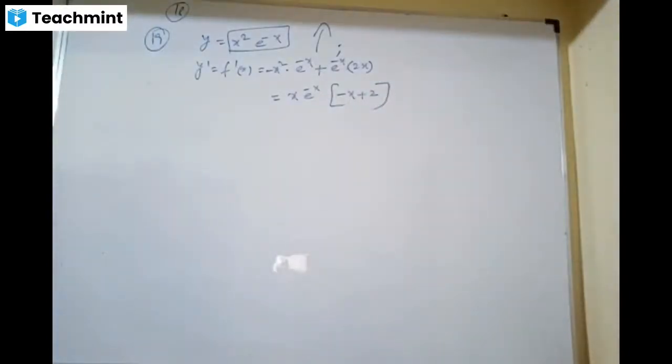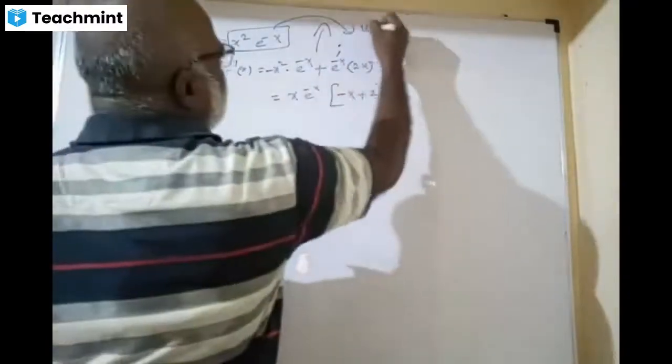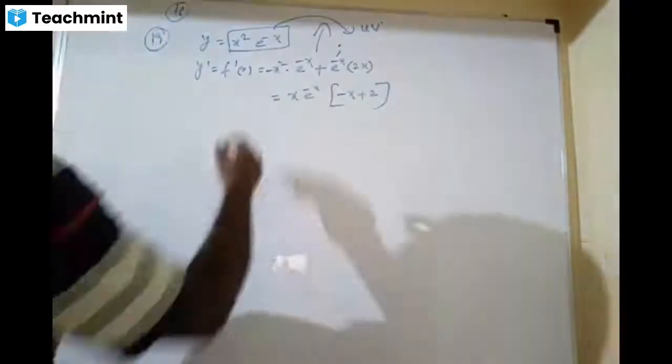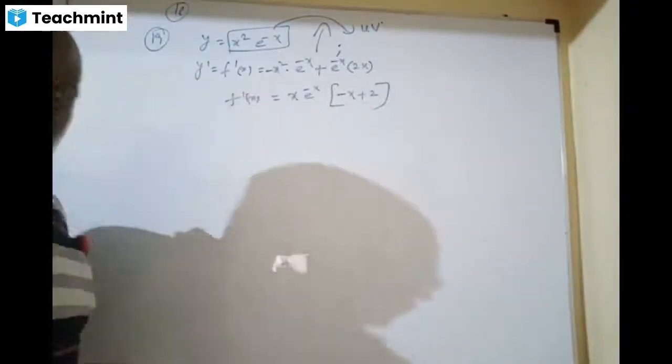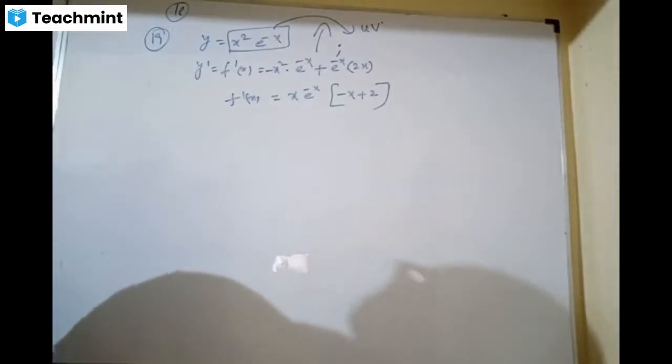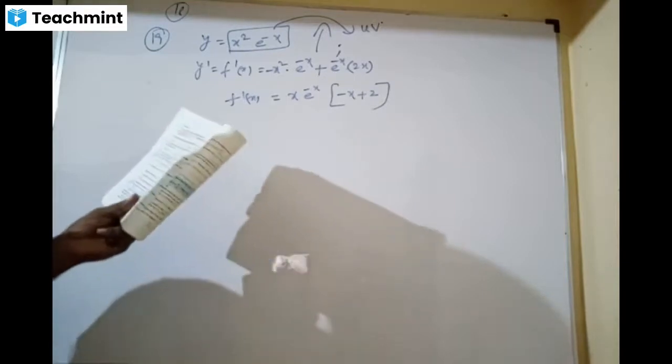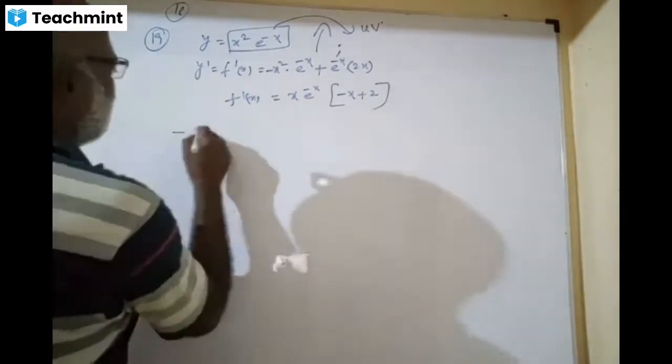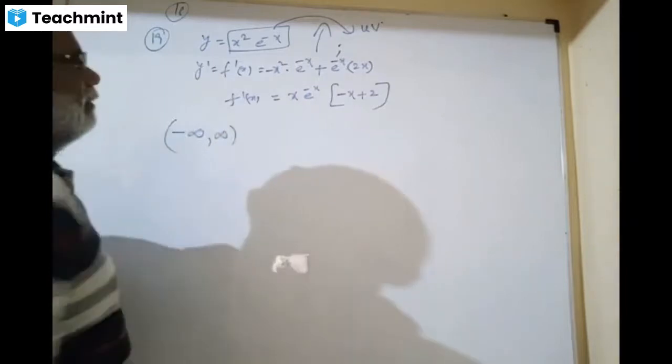I hope it is clear. UV formula, nothing else is there, ma. Yes, sir. Sir, the power of e can never be negative, no, sir? So x has to be a negative value. Yeah, see, you need to go by interval, ma. Minus infinity to infinity. Okay?